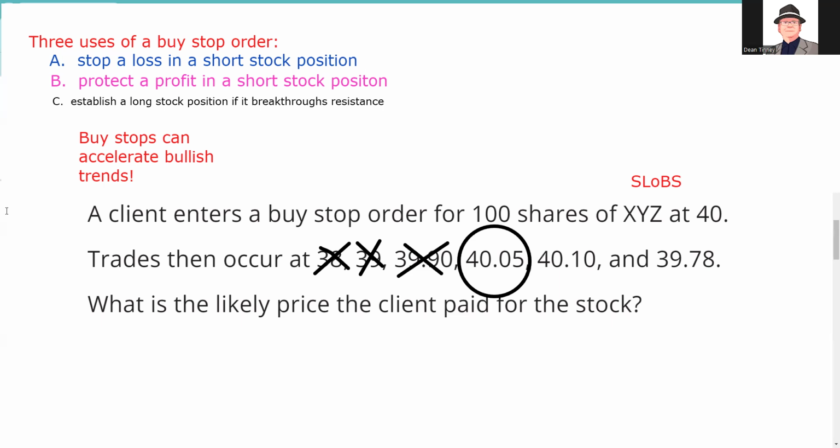So that is what we call the trigger. The order has now been triggered, or elected, right? The contingency has been met. The contingency may never be met. If it never trades at or through, it'll never become live. So now this is a live market order. I want immediate execution at the best available price, and so I'm going to buy it. Most likely what I paid for the stock is 40.10.